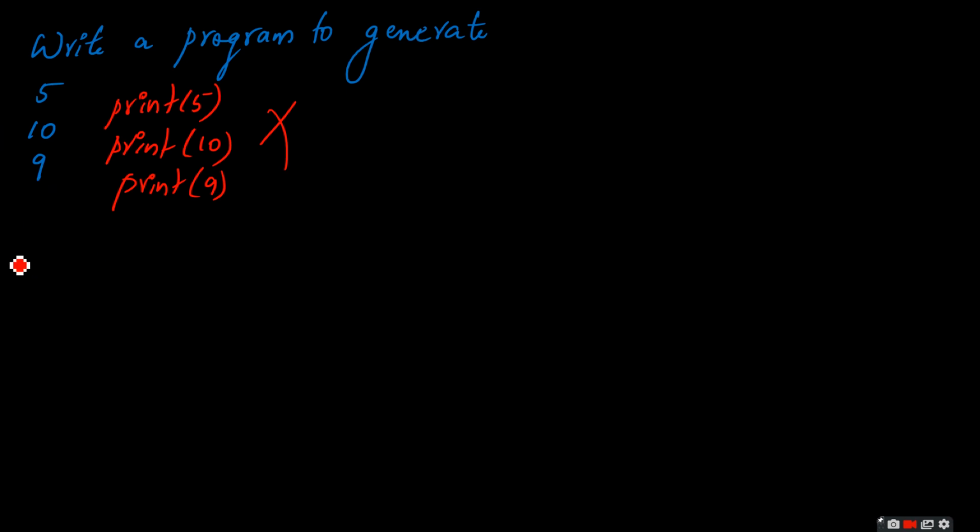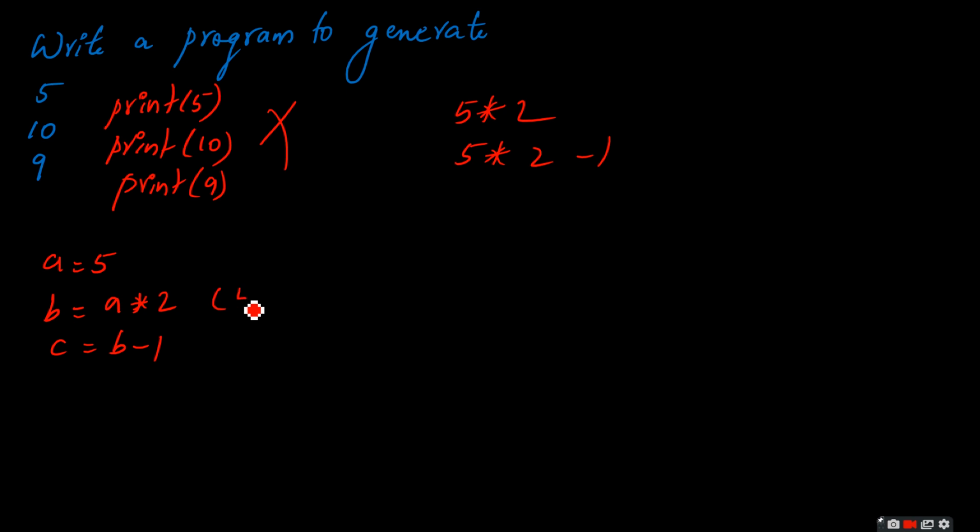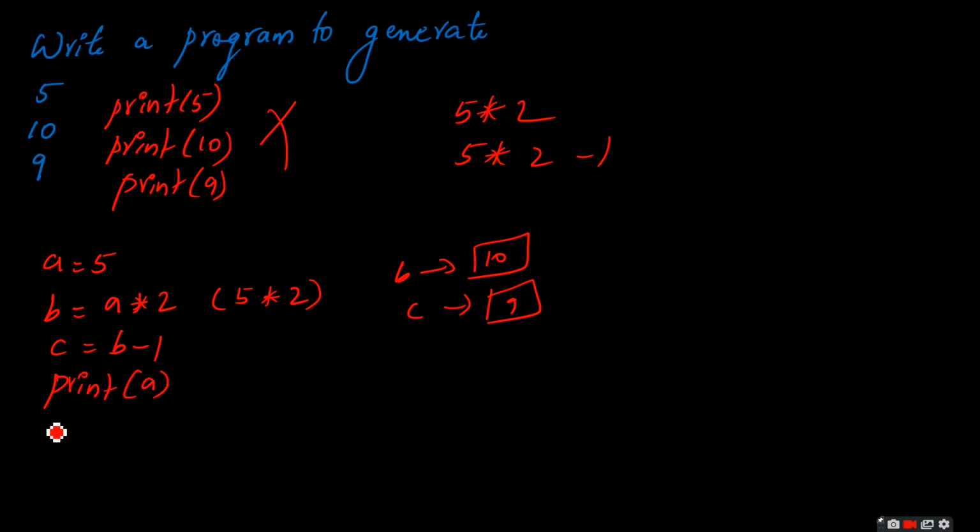Now I'm taking a variable a and I'm writing like this, a equal to 5. So we know that 5 into 2 is 10 and 5 into 2 minus 1 is 9. So we can write like this, a equal to 5, b equal to a into 2. Now c equal to b minus 1. The value of b will be 10. Now b minus 1, 10 minus 1, it will be 9. So we can give print a, print b, print c.